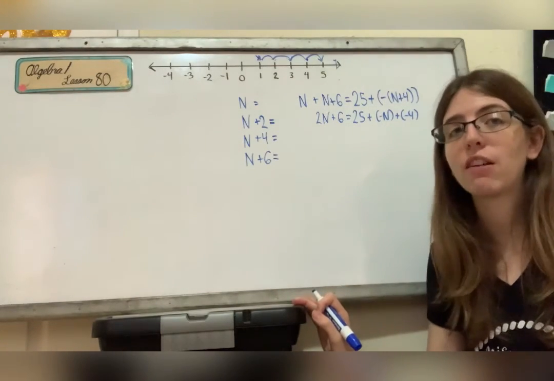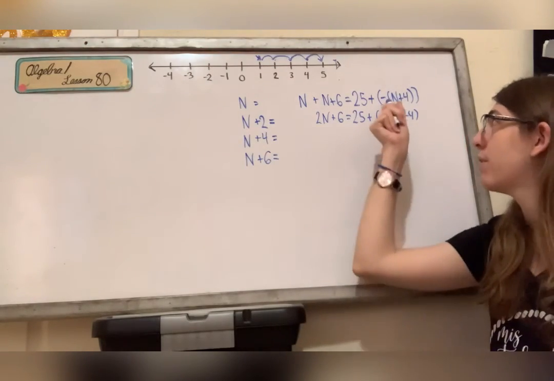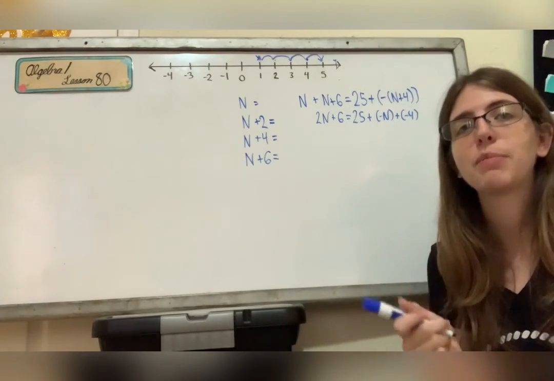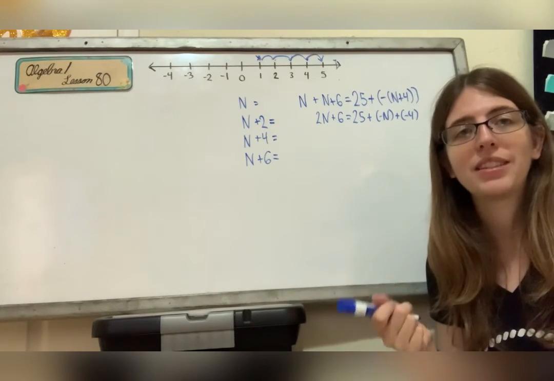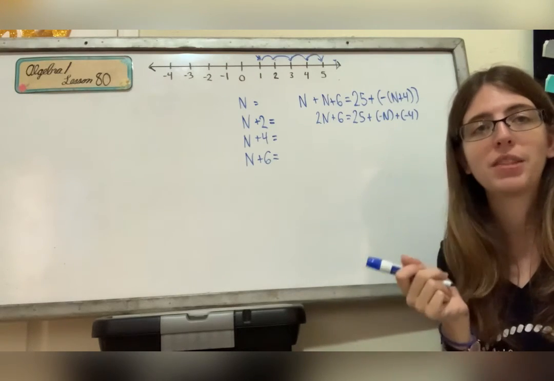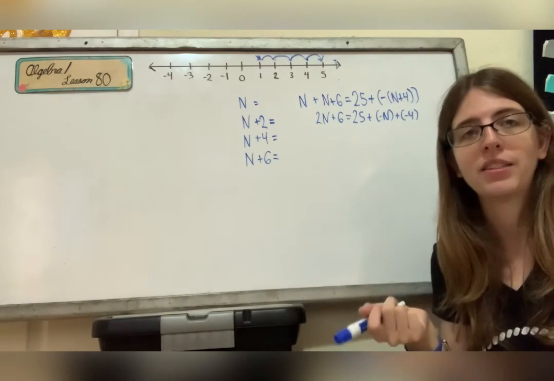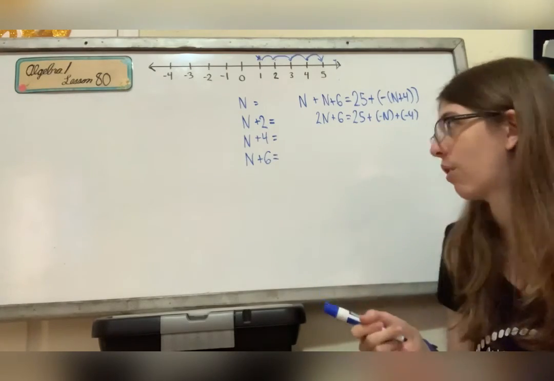So you have to be very careful with your negatives. Make sure that you treat them correctly. When you have a negative in front of something in parentheses, it means you distribute a negative 1 to each term inside the parentheses. So negative 1 times the first number, negative 1 times the second number. If your first number is positive, it becomes negative. If your first number is negative, it becomes positive. So on and so forth.